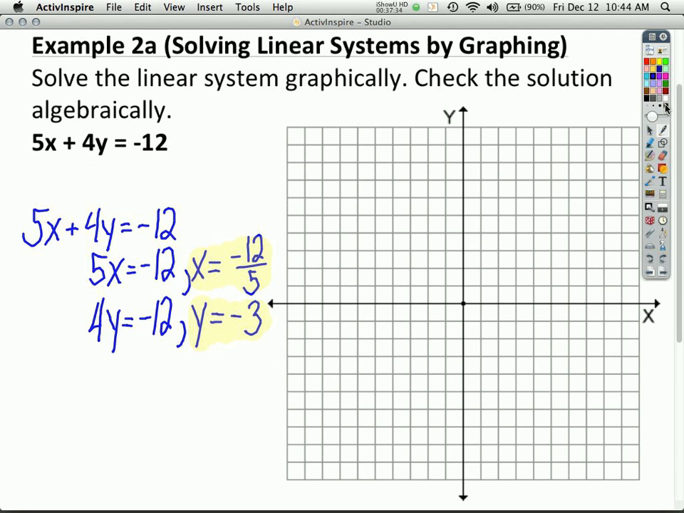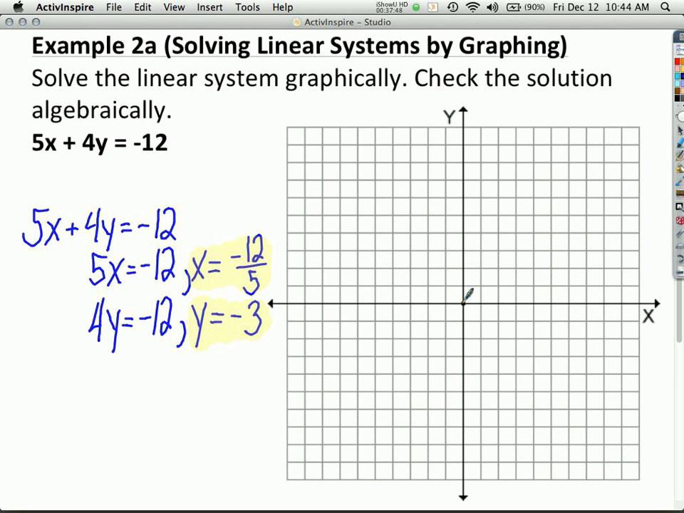Caesar? Negative 2.5. Close. It's not negative 2.5. Danae? It's negative 2.4 or negative 2 2/5. So that makes a lot more sense when you're talking about graphing, because I don't know where negative 12 fifths is, but I know where negative 2 is, and I know where negative 3 is, so I'm going to be about halfway between, and that was great.